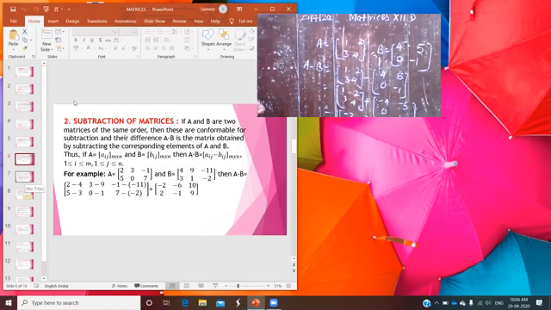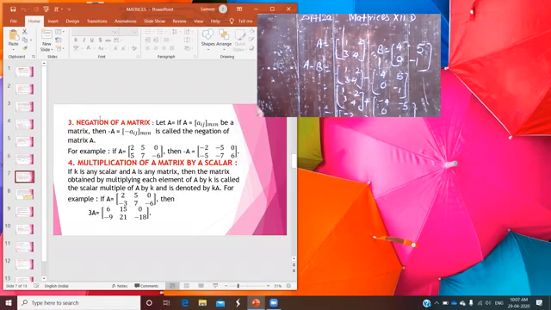No. Negation of a matrix. Negation of a matrix means what? If you have any matrix A, then you would know about the word negation from class 11. So the negation of a matrix means minus times A. If you have any matrix A, the value of minus A is obtained by multiplying minus 1 to each element of that matrix. If you multiply each element of that matrix, you have the negation of A.